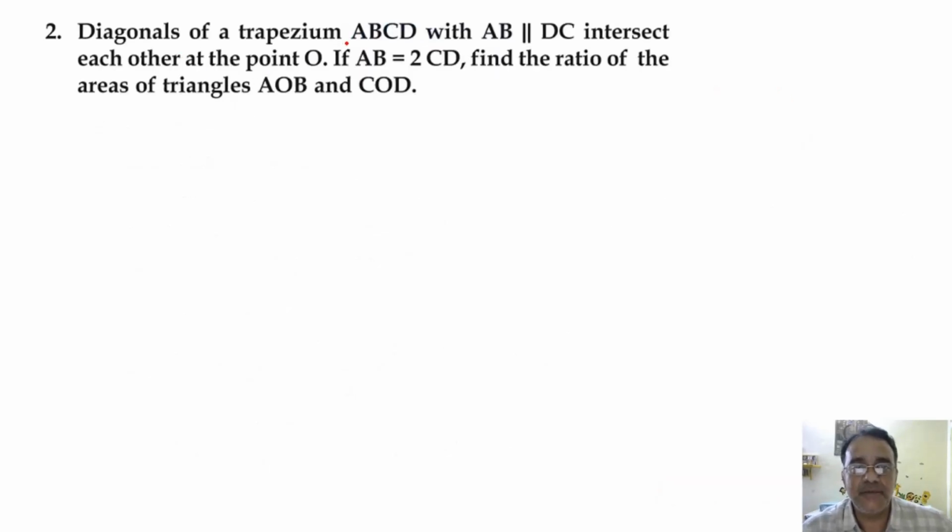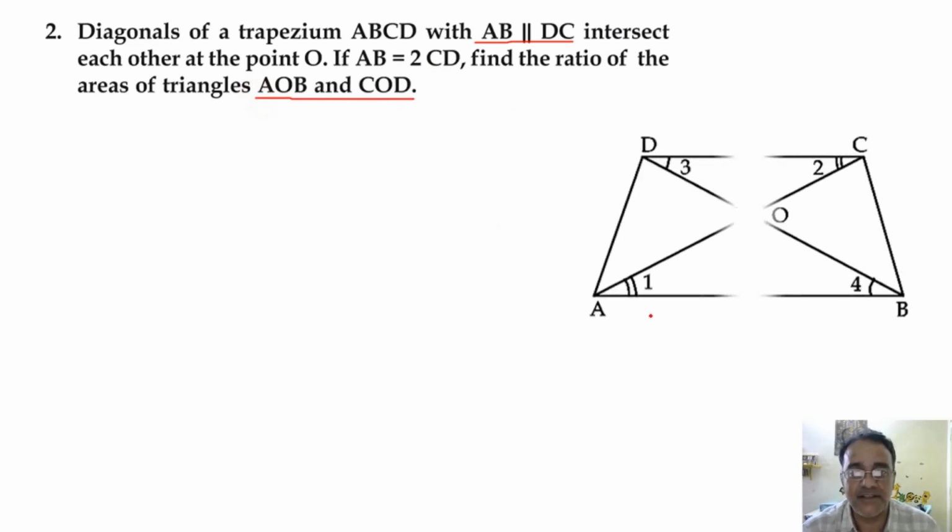Diagonals of a trapezium ABCD with AB parallel to DC intersect each other at the point O. If AB is equal to 2 times CD, find the ratio of the areas of these two triangles AOB and COD. So let us draw one rough figure, and the diagonals intersect at point O. Let this angle be 1 and this angle be 2, 3, 4.